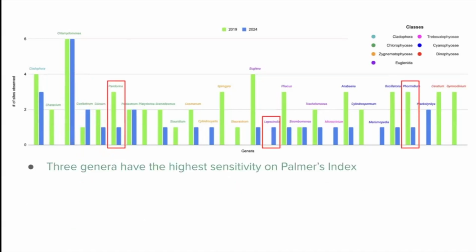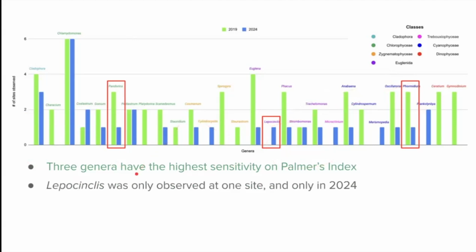In addition, we have 3 genera that were the highest sensitivity on the Palmer's pollution index I mentioned before. So they were a 1. They're very sensitive to pollution. You expect to only find them in high quality water. That was Pandorina, Lepocinclis, and Phormidium. Of those, Lepocinclis was only observed in 2024 at 1 site. So that is a point toward 2024, whereas all 3 of them were observed in 2024. Only Pandorina and Phormidium were observed in 2019.